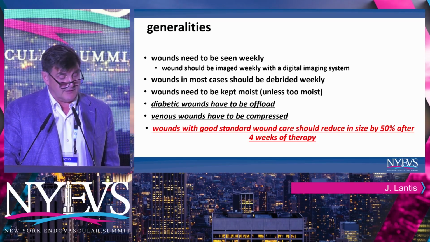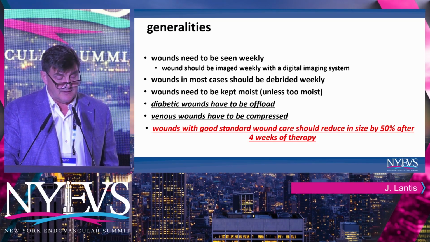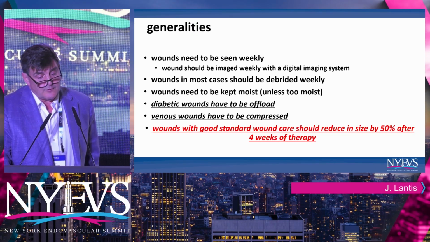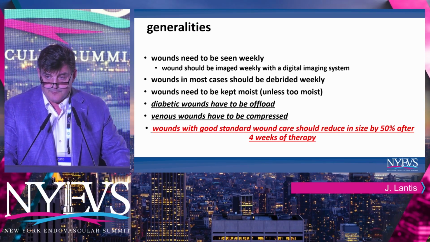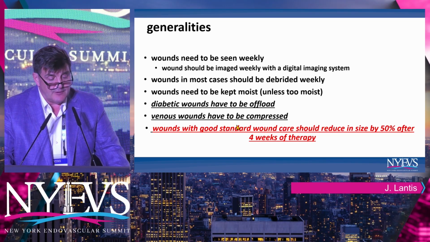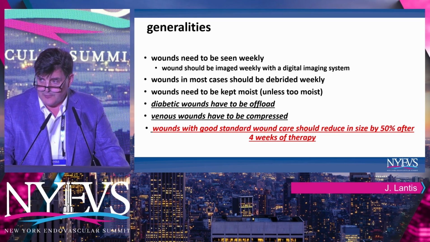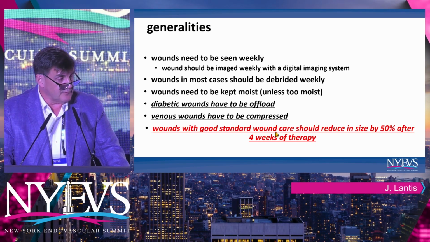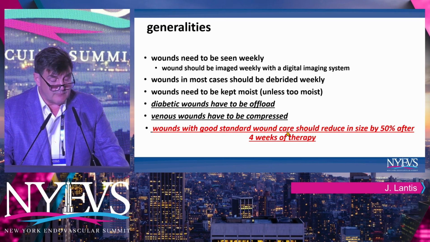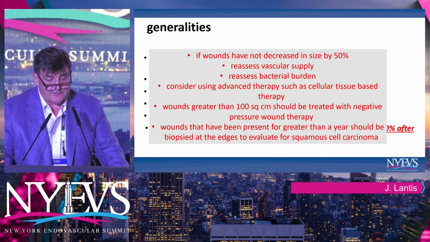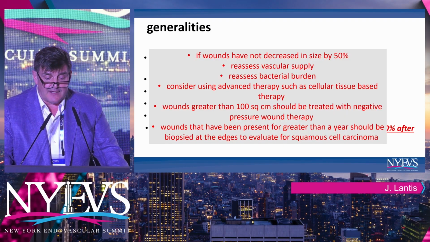Weekly visits and weekly debridements often are noted to be an independent variable. The moist wound environment is important, but that can change in a very short period of time. Diabetic wounds have to be offloaded, and venous wounds have to be compressed in order to heal. And wounds with good standard of care, most of them, about 50% of them, should reduce in size by 50% at 4 weeks. If they haven't decreased in that 50%, you need to reassess that vascular supply.